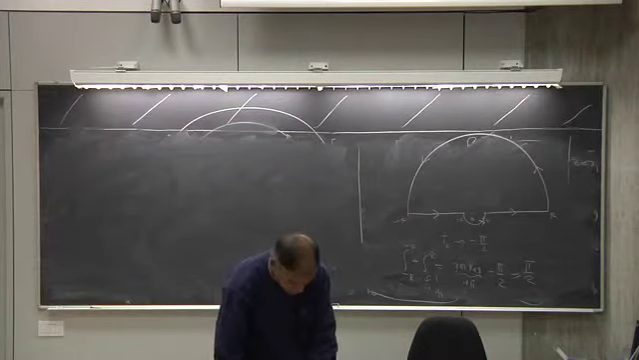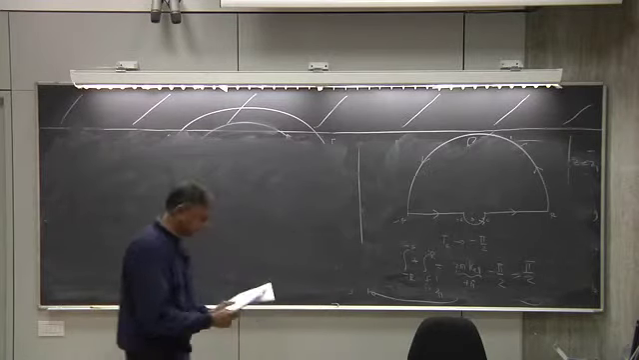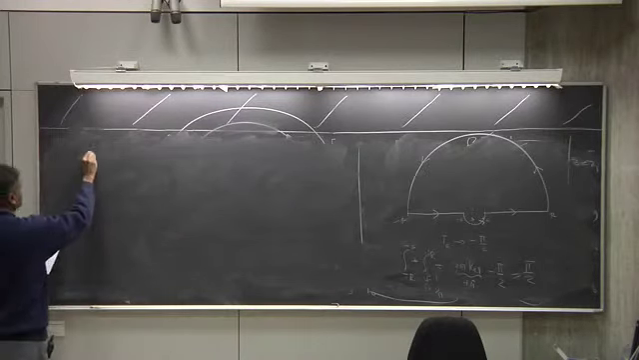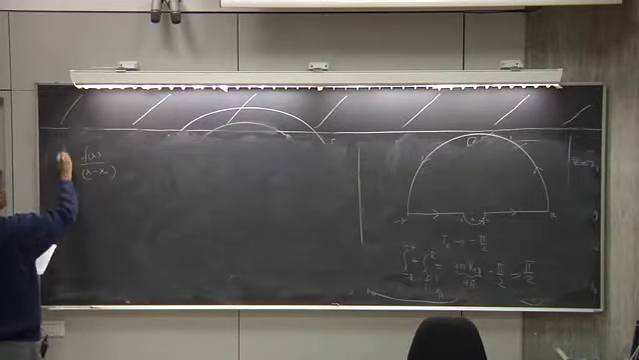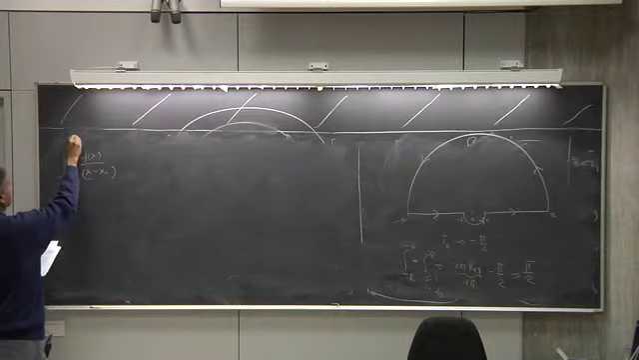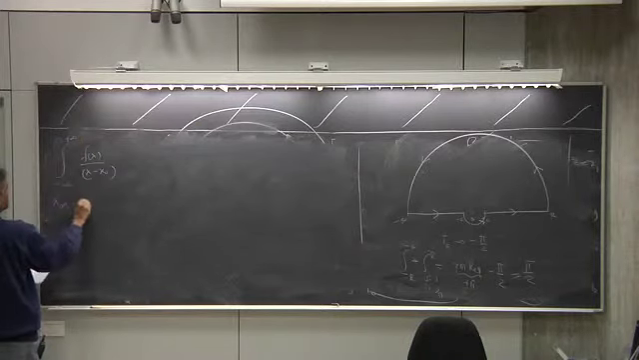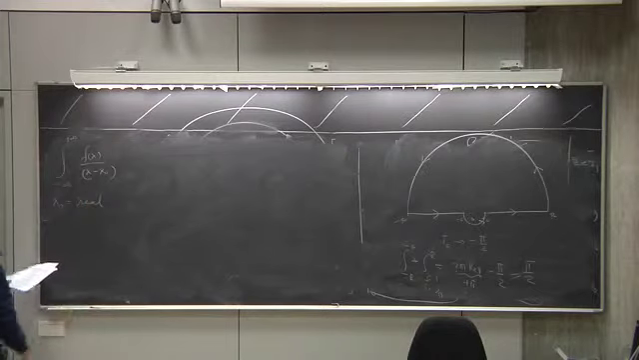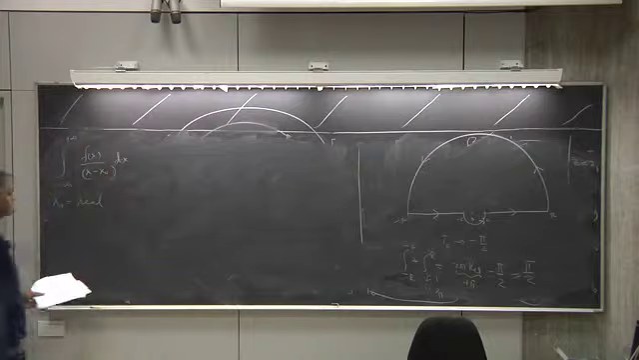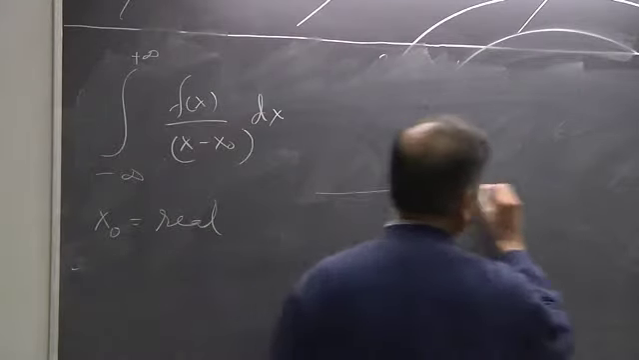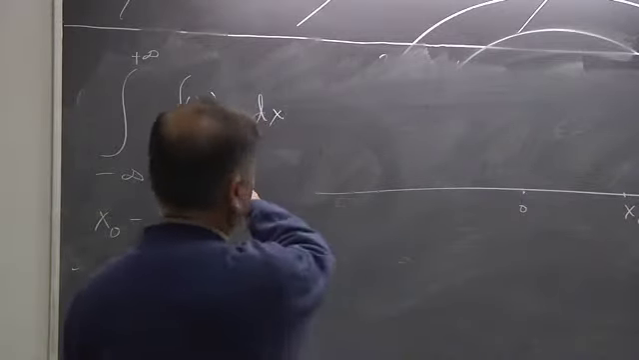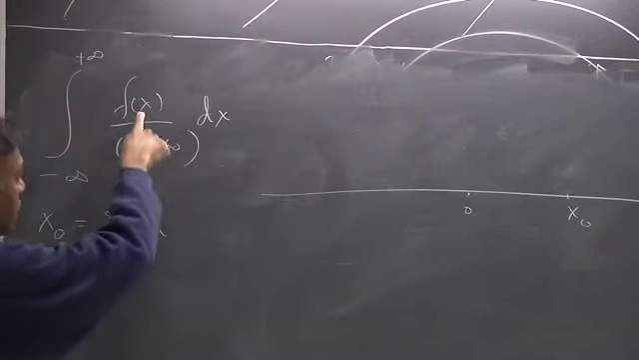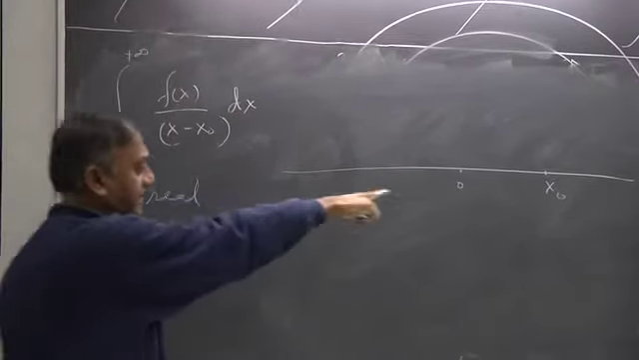So, let us consider some integral like this: the integral from minus infinity to plus infinity of f of x over x minus x naught dx, where x and x naught are everything real. This integral is clearly not well defined, because here you are integrating, and x naught is somewhere on the line. So this blows up, unless of course f of x vanishes at x naught.